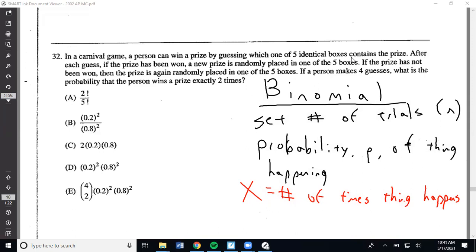This is as opposed to geometric, which has all the same components. We're keeping track of whether the thing happens or it doesn't. The only difference in geometric, and geometric is easier than binomial, is that it keeps track of how many trials happen until the first success. How many times until the thing happens. The formulas for those are pretty intuitive, so I'm not going to go over that in too much detail. The one I'm going to do is binomial. So I'm going to look at this multiple choice practice problem and break down how I know this thing is binomial.